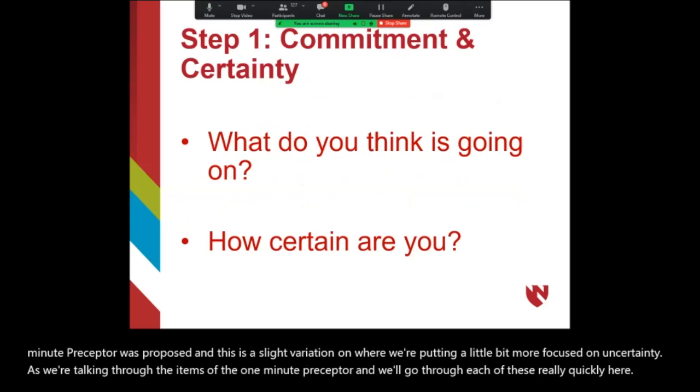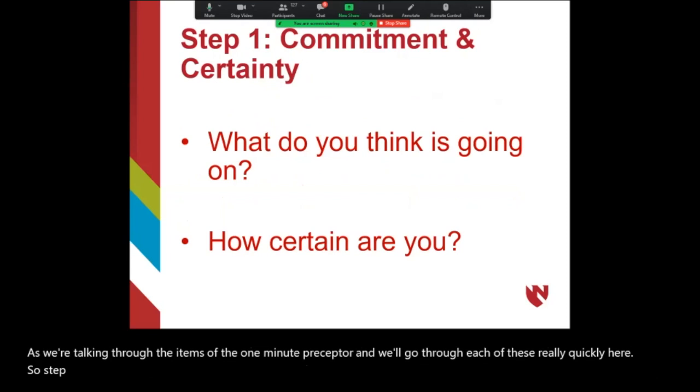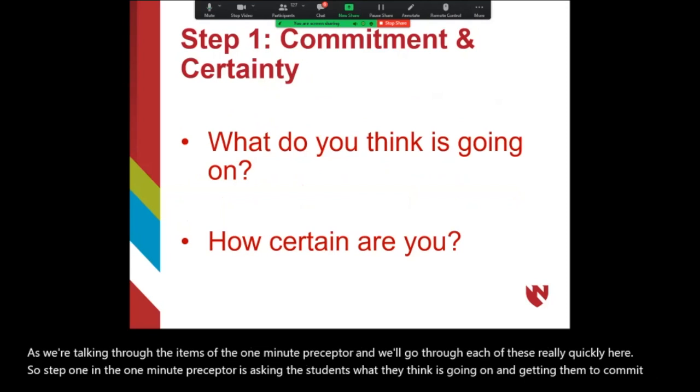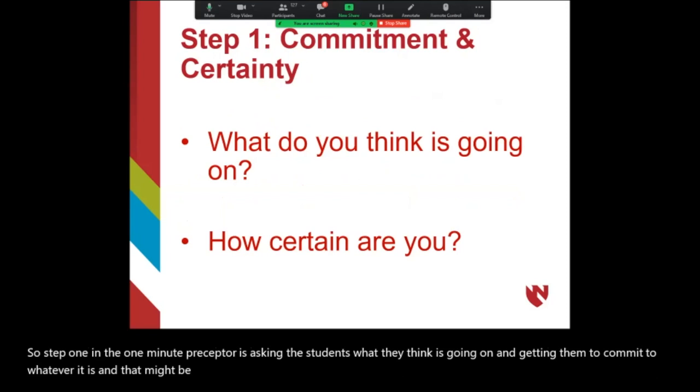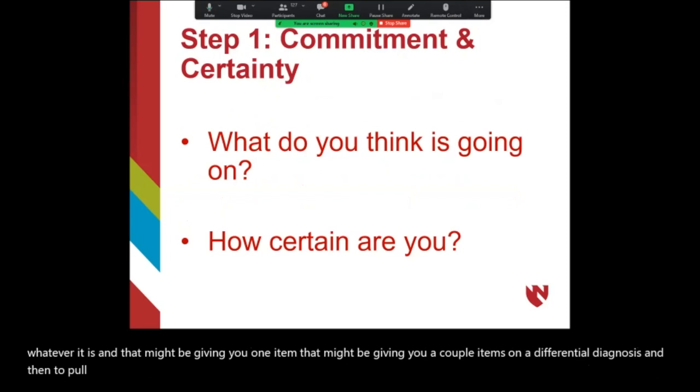So step 1 in the 1 minute preceptor is asking the students what they think is going on and getting them to commit to whatever it is. And that might be giving you one item, that might be giving you a couple items on a differential diagnosis. And then to pull out the uncertainty aspect of it, you can probe a little bit and ask them, well, how certain are you about that diagnosis?